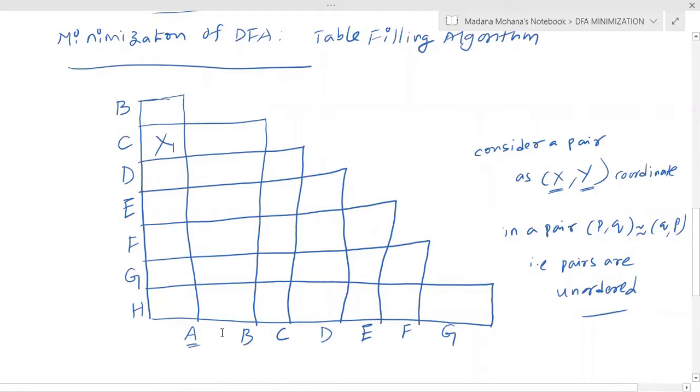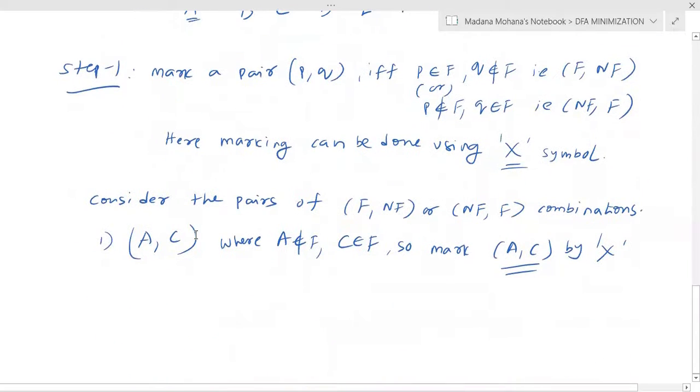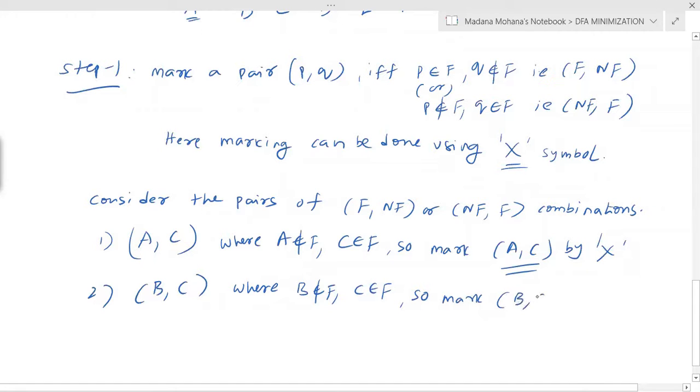Then coming to the second x-axis value, B. Now take B with the second column. Here you get B to C, B to D, B to E, B to F, B to G, B to H. From the second column, you get only the B comma C combination. Here you can see B does not belong to F and C belongs to F. So it is a combination of non-final and final. So mark B comma C with a cross.